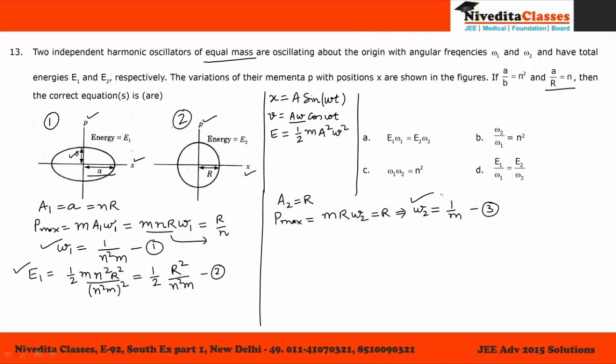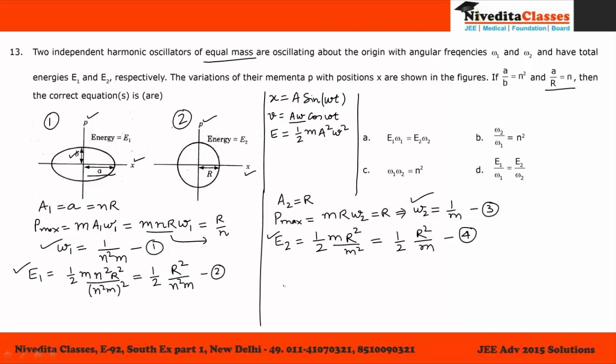Now if I calculate the energy for the second case, E2, this will be equal to half m A square omega 2 square, and A in this case is R, so it will be half m R square, and then omega 2 square, so it will be divided by m square. So we get half R square divided by m. This is our equation 4. Now we have calculated the values of omega 1, E1, omega 2 and E2, and using these values we can verify the relations which are given to us.